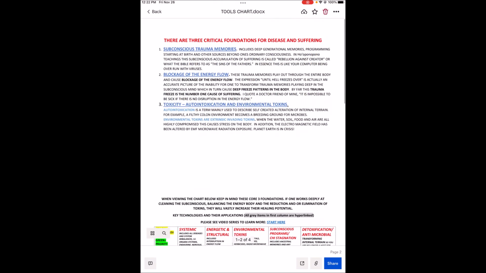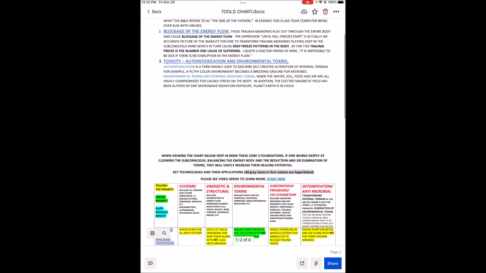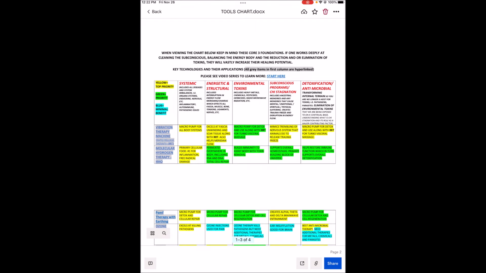So it's vitally important that you understand every tool, just like if you had a toolkit at home, a hammer, pliers, screwdriver. I just want to show you briefly, we've done a few videos on this. This is what I call a tools chart. So we have major categories that one is working on. Systemic includes, you know, all diseases pretty much, and what I call systemic.